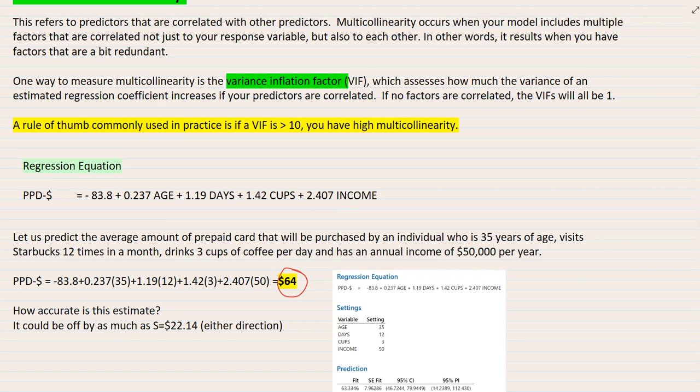Okay, that's not spending $64. That's if they're going to purchase a card, that's what it's going to be.